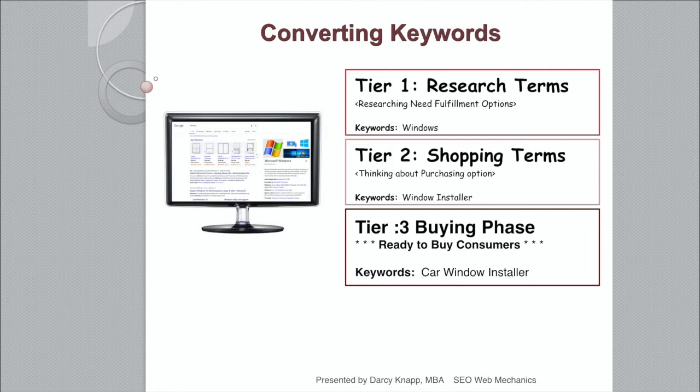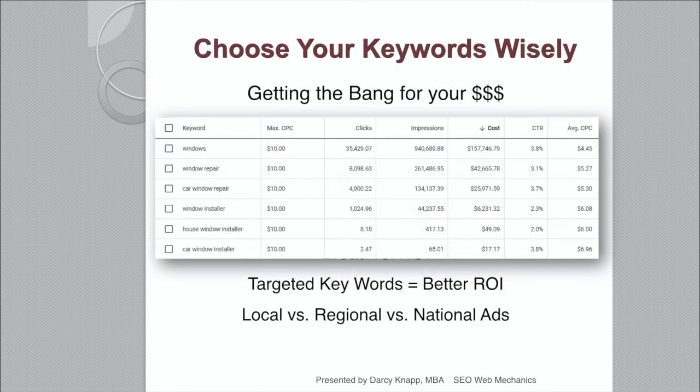You want to make sure that when you spend on paid search, you're always driving the return on your investment. When we look at buying versus research and shopping terms, and we're looking at our car window installer, we can see the difference in the availability of spend. If we were just going to use the broad word windows, we could spend $157,000, get almost 1 million impressions and 35,000 clicks, but we might not get any customers that are actually looking for a car window installer. You want to be smart about your keywords. Two, three word phrases are going to give you a much better result than a single broad matched term. Broad match keywords are also more expensive and tend to convert at a much lower rate.